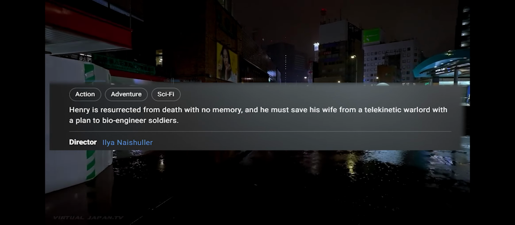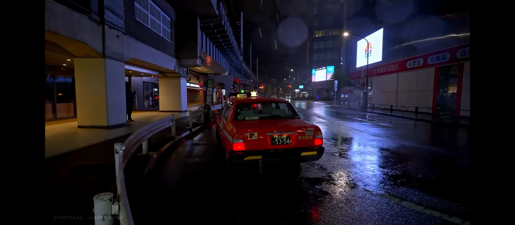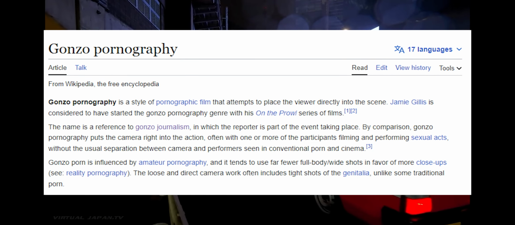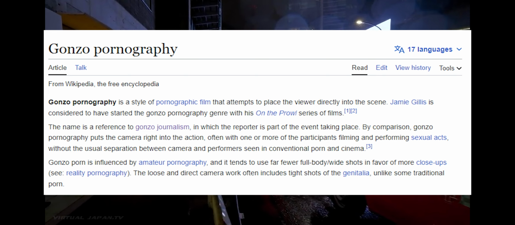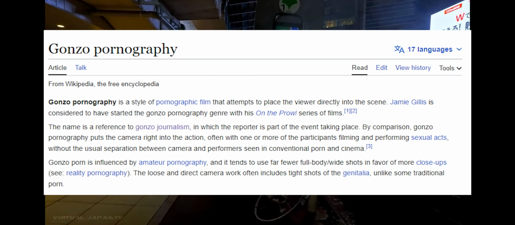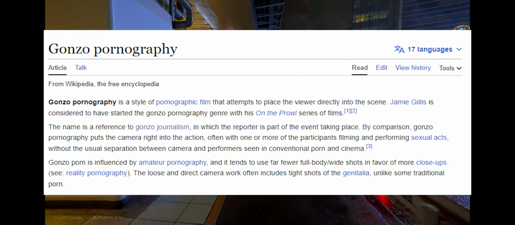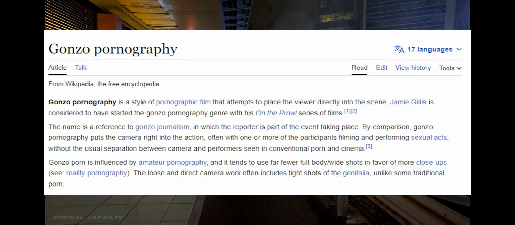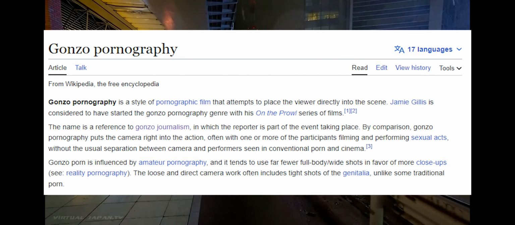But to conclude this entire tangent, I'll just say that the first first-person perspective POV porn that was ever made is still technically up for debate, but is largely credited to Jamie Gillis. Yeah, Jamie Gillis. But at the time, it was called gonzo pornography, the term gonzo being a reference to gonzo journalism, which is a style of journalism that is written without claims of objectivity, often including the reporter as part of the story, using a first-person narrative.